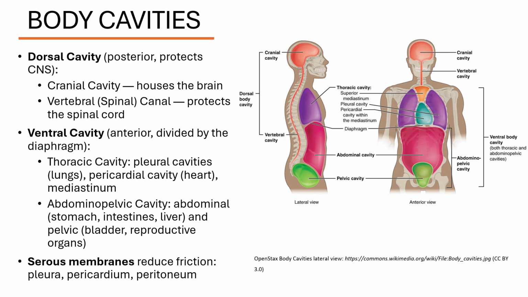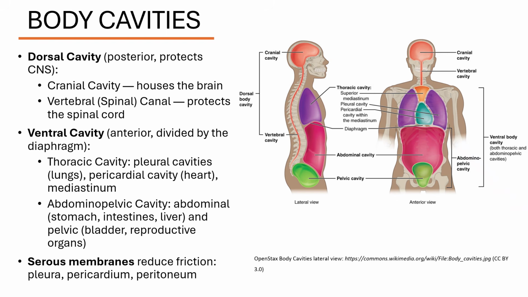Your body contains internal cavities that house and protect organs. The dorsal cavity runs along the back, with the cranial cavity encasing the brain and the vertebral canal protecting the spinal cord. The ventral cavity along the front is divided by the diaphragm. Above is the thoracic cavity with the lungs in pleural cavities and the heart in the pericardial cavity within the mediastinum.